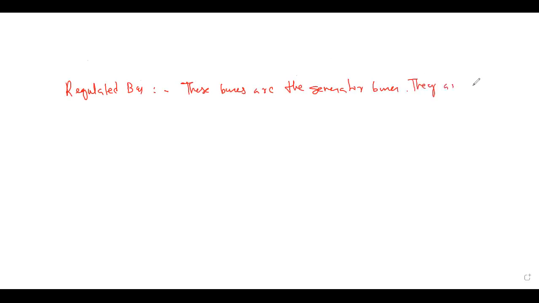Sir, voltage and angle is done by the slack bus, right? Voltage and angle is the slack bus. This is a regulated bus. These buses are the generator buses, and they are also known as voltage controlled buses.